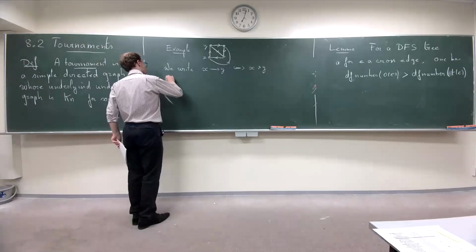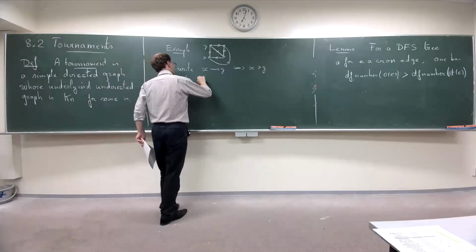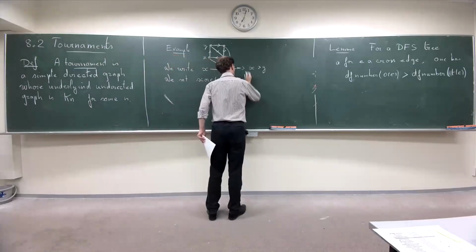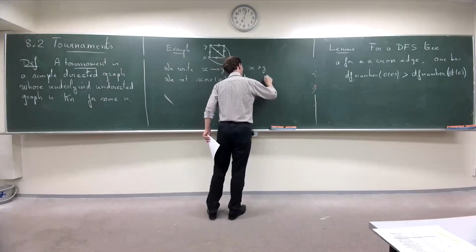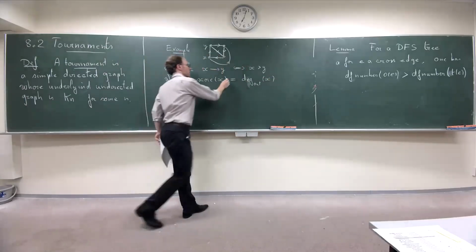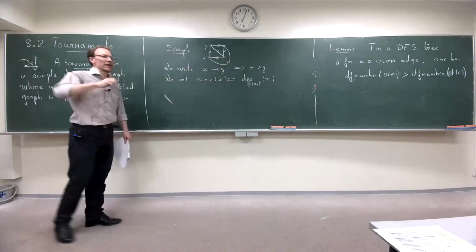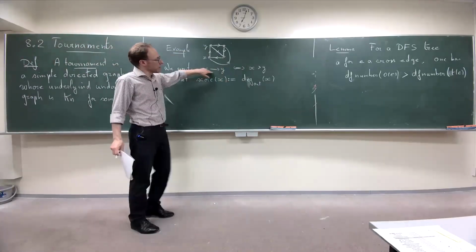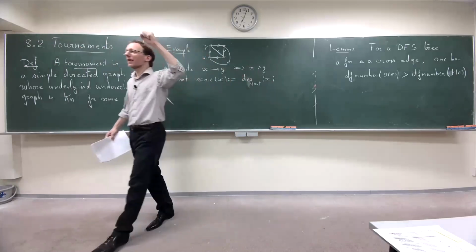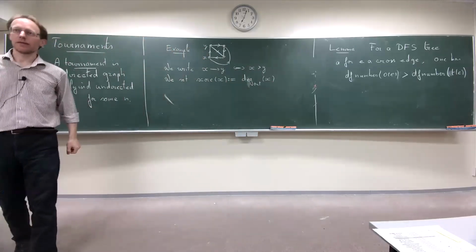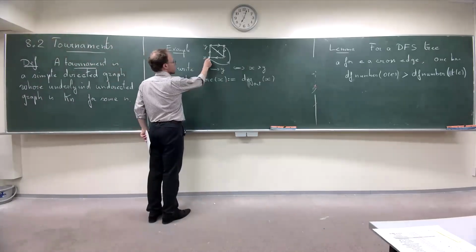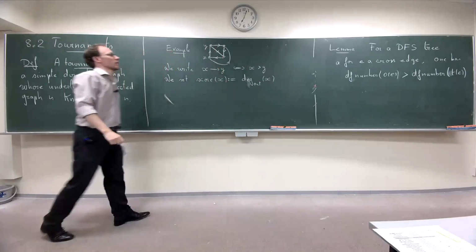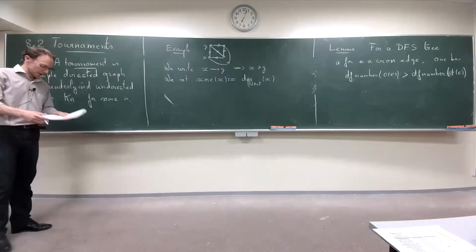And we also set the score of x to be deg out of x. This is again just a definition. It's not completely surprising because the deg out is related to how many times x is bigger than somebody else. So here the degree out would be 2, here it would be 1, here it would be 2, and so on. Okay, so we call this the score.